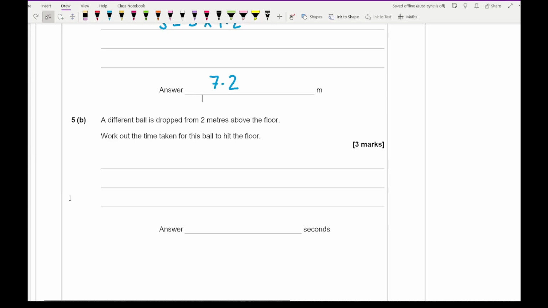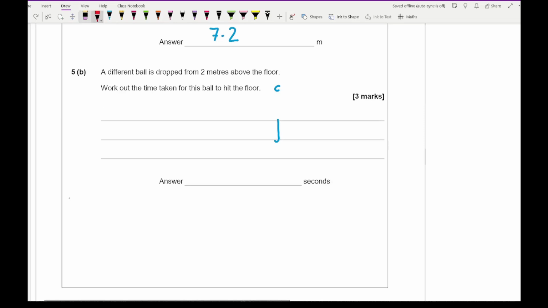For question B, it says a different ball is dropped from 2 meters above the ground. Work out the time taken for this ball to hit the floor. So this time we know that s equals 2. If I substitute that in, I get 2 equals 5t squared.